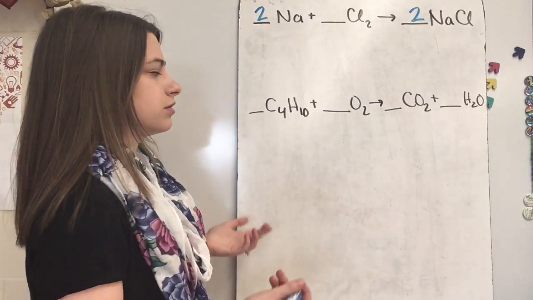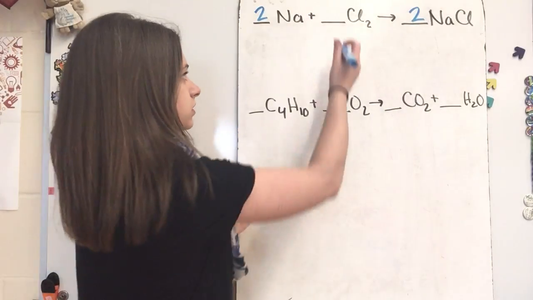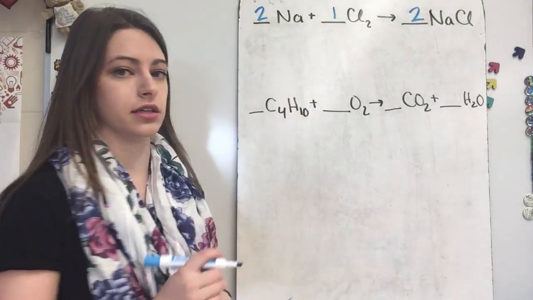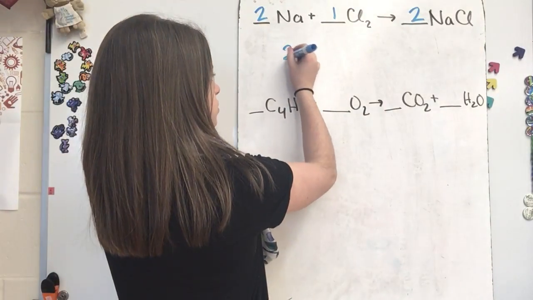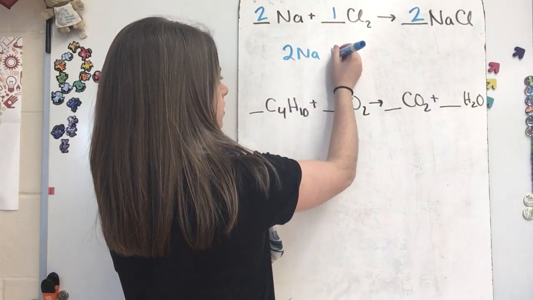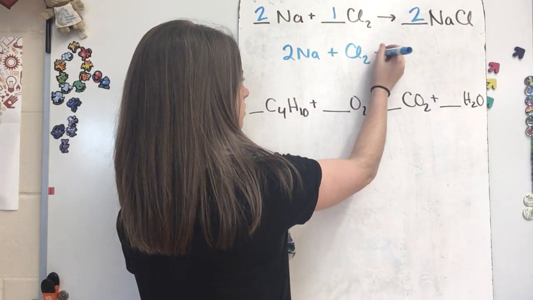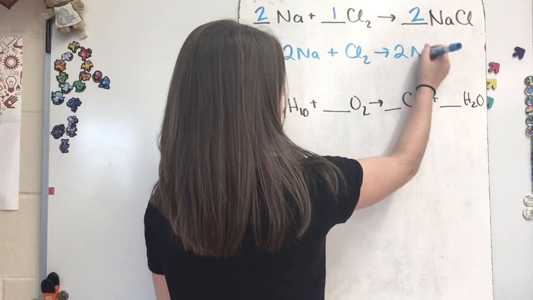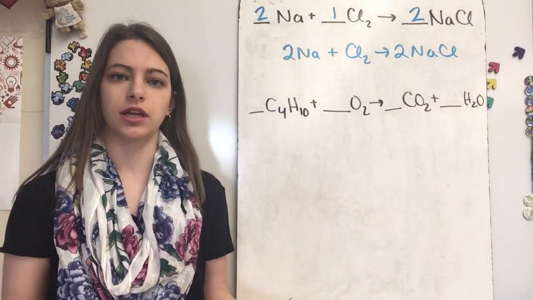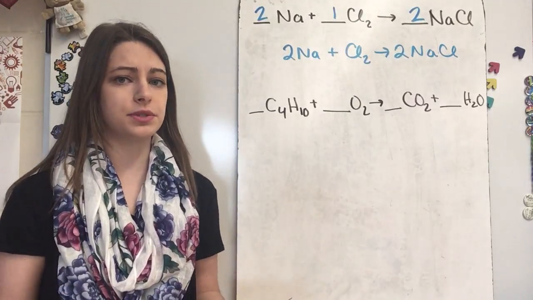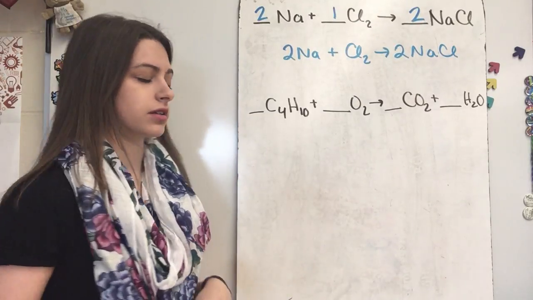So just to fill in the blanks, remember you don't have to include the 1s. I'm going to go ahead and put a 1 here. So if we were writing this without filling in the blanks, we would write this as 2 sodiums reacts with chlorine gas to produce 2 sodium chlorides. And that's what that would look like when it's balanced. That one was pretty easy. Let's try one that's a little bit harder.